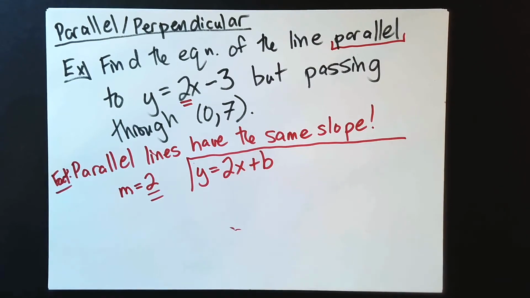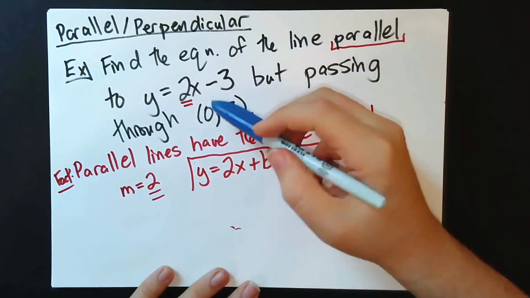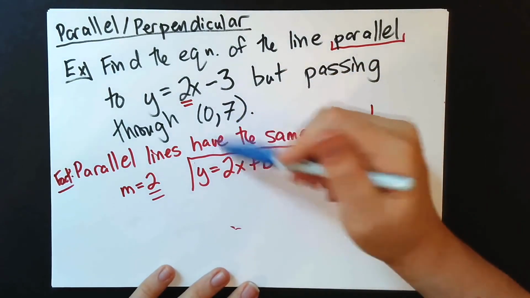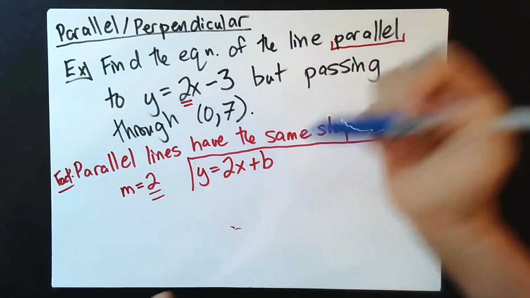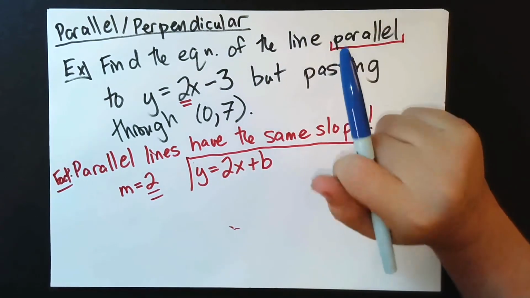Now, I talked to you before about how one way to do that is to plug in the point you know. So I could plug in 0 for x, 7 for y, and then solve for b. It won't be too bad. You'll get the right answer. Everything will go well.